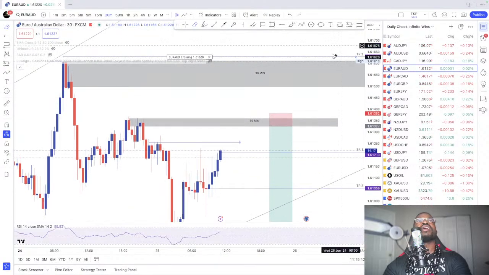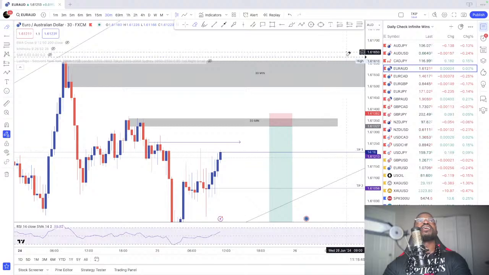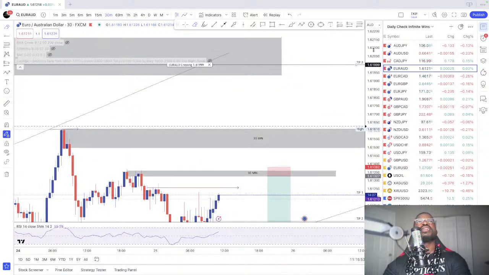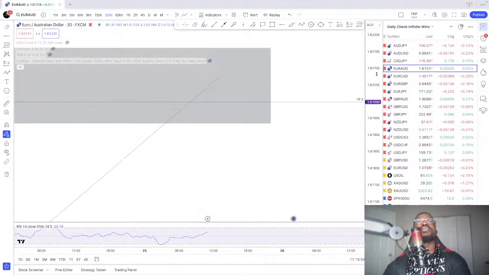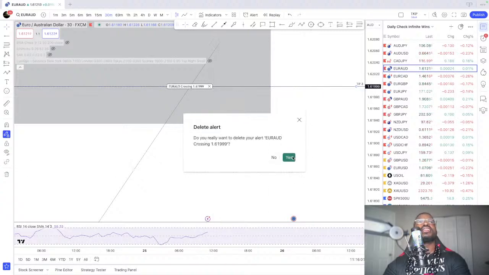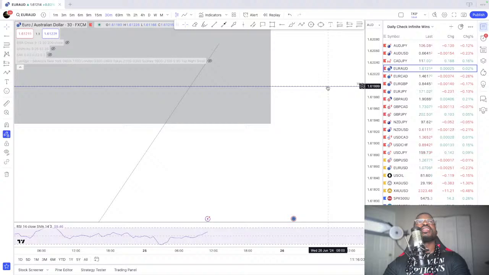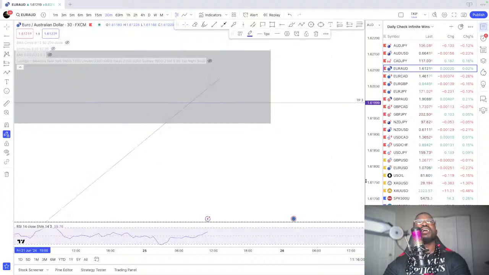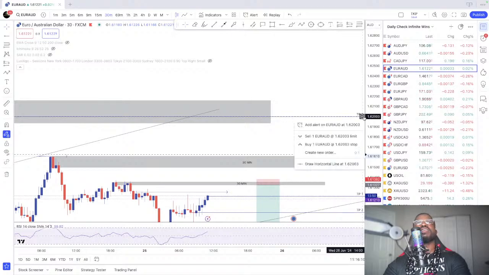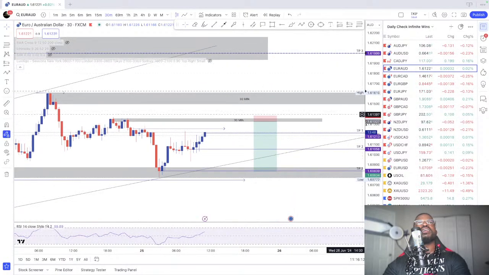Get out of the way, alert. Okay. That is wild. Well, I actually could leave that. Take that as a sign, because that is definitely a target area.